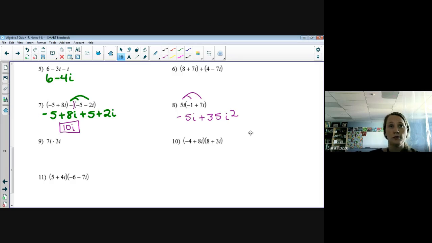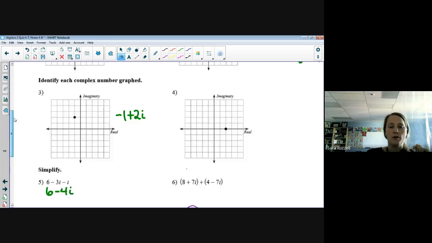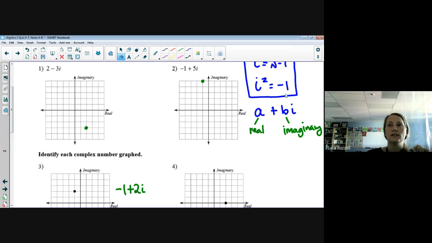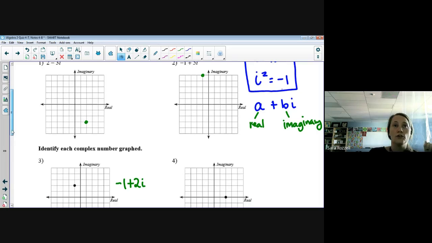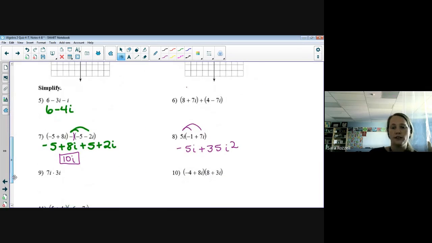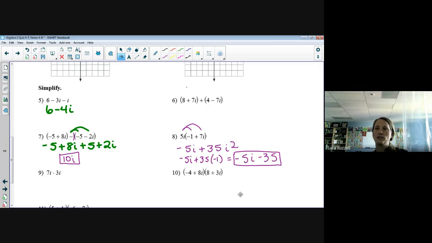Okay. And we're almost done on this problem. We don't ever leave anything higher than the first power of i because we know what i squared is. What is i squared the same as? So if you look at the top, we put it in a box. i squared is the same as? Negative 1. So we're going to replace i squared with negative 1. We don't leave it in our answer. Okay. So this will be negative 5i plus 35 times negative 1. And 35 times negative 1 just makes a negative 35. So we don't leave i squared in our answer. If you see an i squared, we replace it with negative 1.